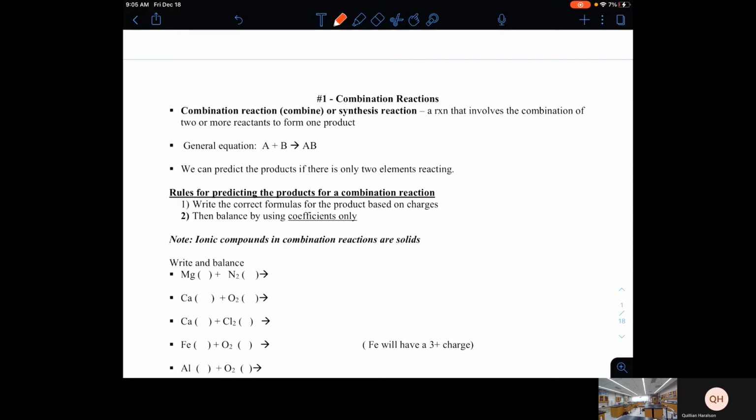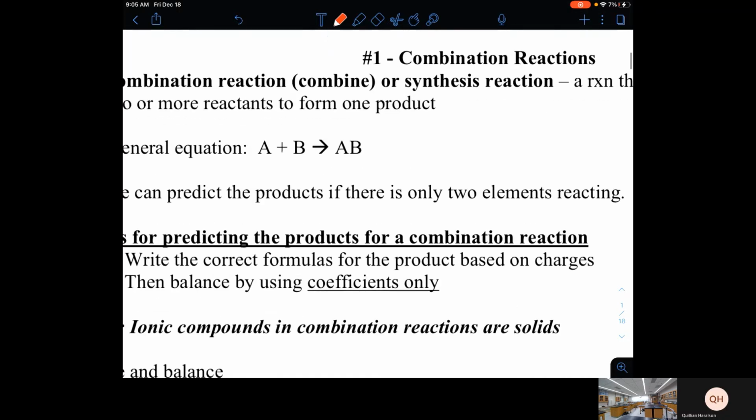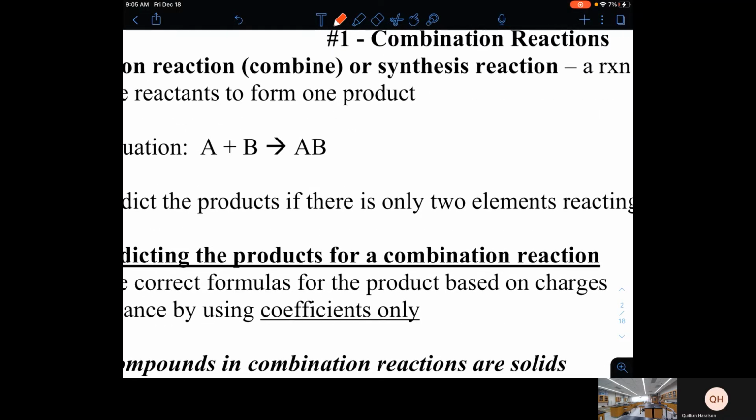Now, keep in mind, for the combination reactions that we'll be looking at in this class, we are strictly going to be looking at A and B as being elements. So it's not just the A plus the B; we're really going to be looking at it as an element plus an element coming together to produce a compound.